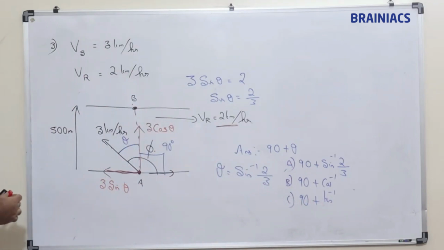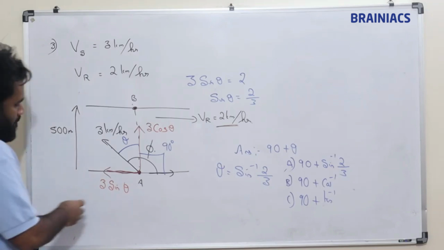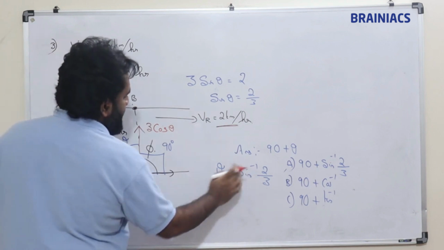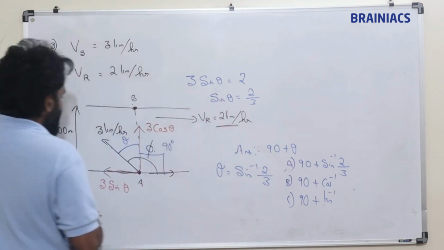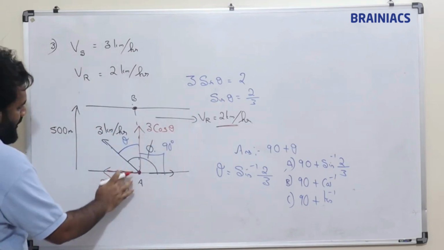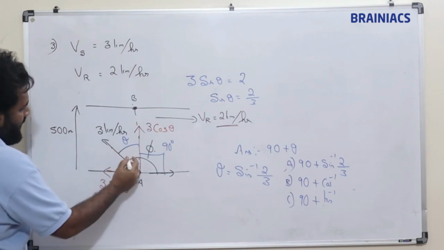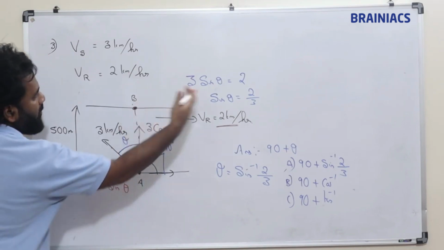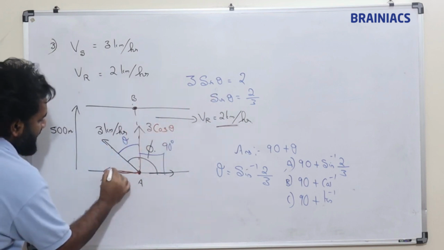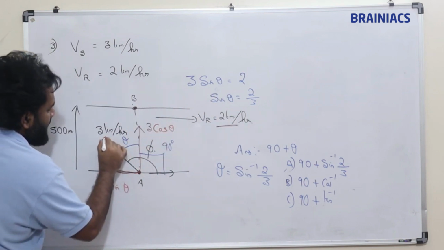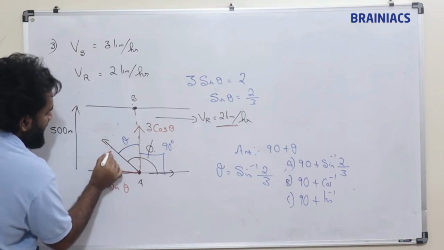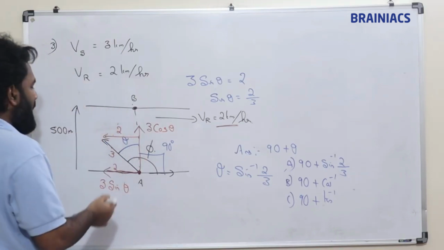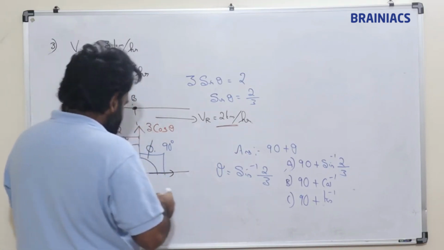Here we have 3 sine theta, and we have considered sine theta equal to 2 by 3. If we consider this as the opposite side of the river flow, we can consider this as 2. So I can put this vector here. This is 3, this is going to be 2. Now how can we find the third side?